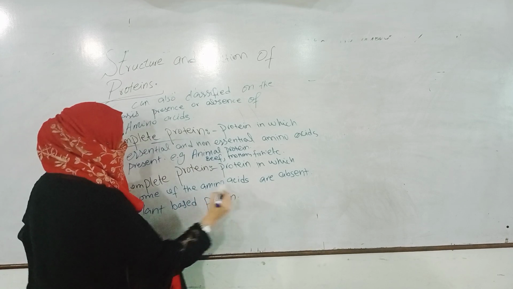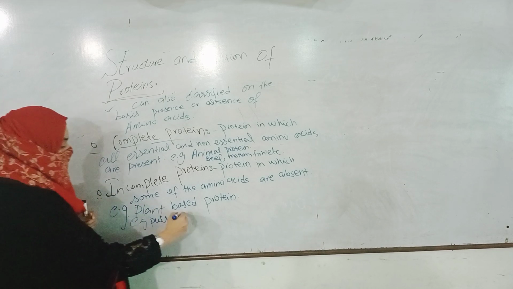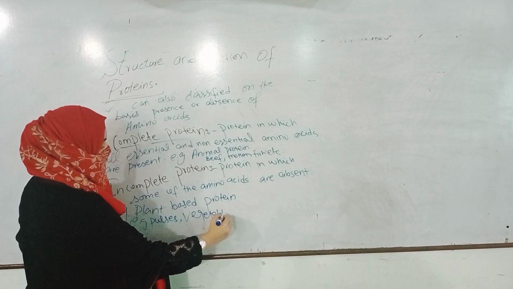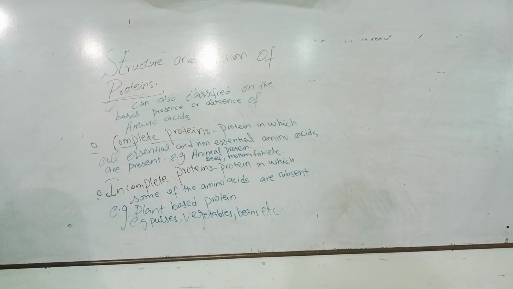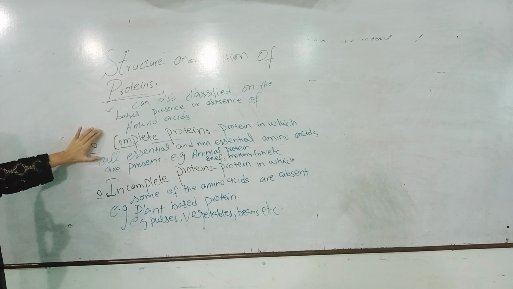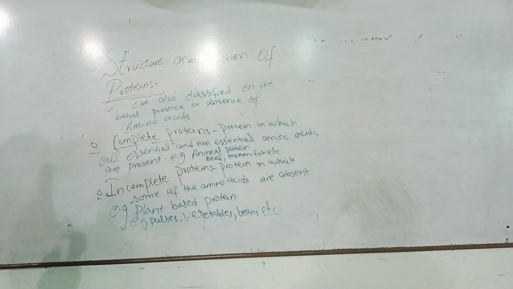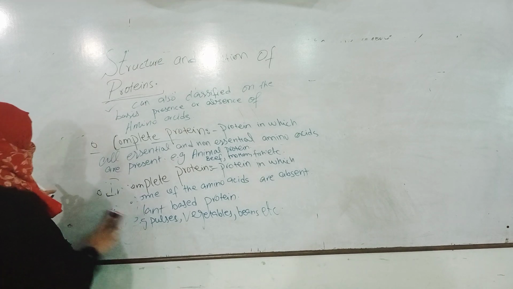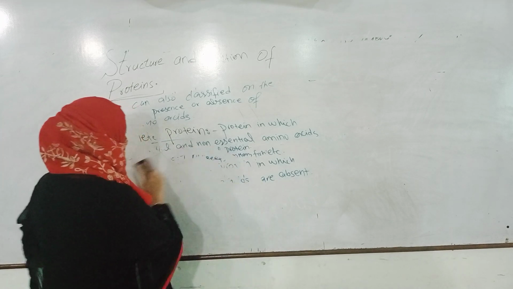From where do you get the plant-based protein? For example, pulses, vegetables, beans, etc. So it means that plant-based protein is an incomplete protein and the animal-based protein is a complete source of protein, and the youngsters need the complete source of protein by the meat, any source of meat like beef, mutton, chicken, fish, etc. And incomplete protein does not contain all essential or non-essential amino acids in it. So these are the two ways on the basis of which we can classify the proteins.